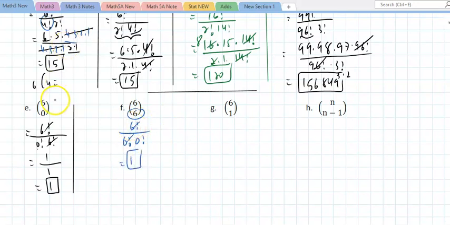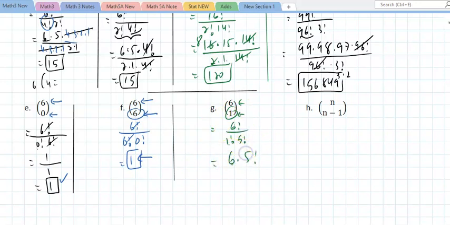So what does that mean? If I have a number of objects and I'm choosing none, there's only one way of doing that, by not choosing at all. And if I have 6 objects and I'm choosing all 6 of them, there's only one way of doing that. I've got to choose all of them. What if I have 6 objects and I'm only picking 1? How many ways can I choose 1? Well, that is 6 factorial over 1 factorial. What do you add to 1 to get 6? 5 factorial. That is 6 times 5 factorial over 5 factorial. 1 factorial is 1. So there are 6 ways of doing that.